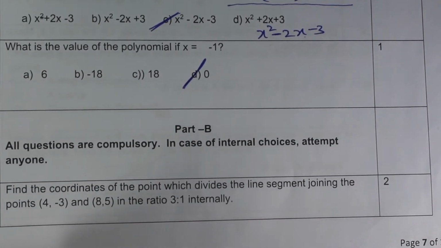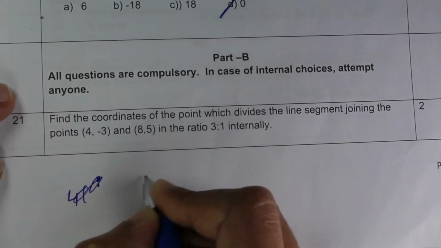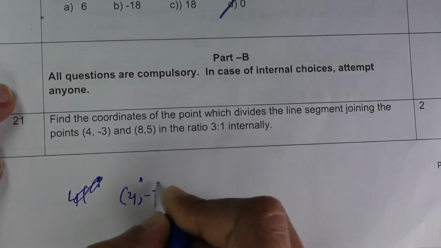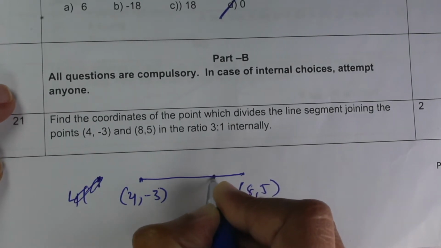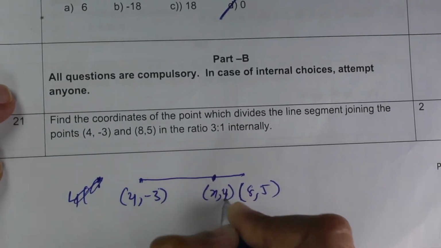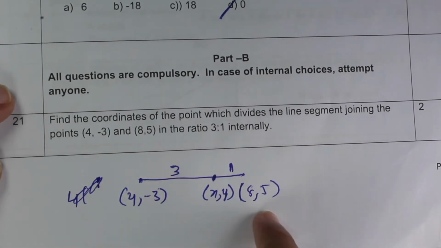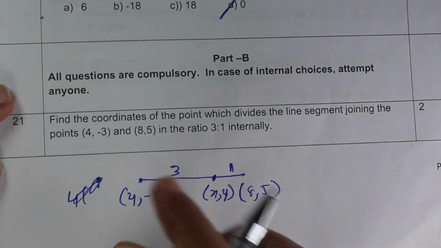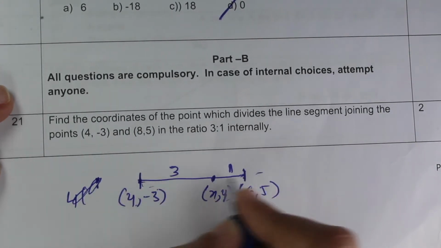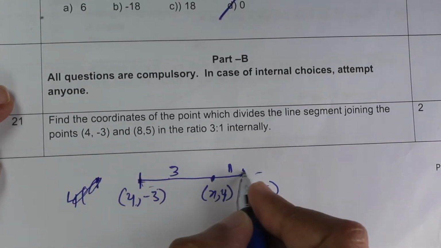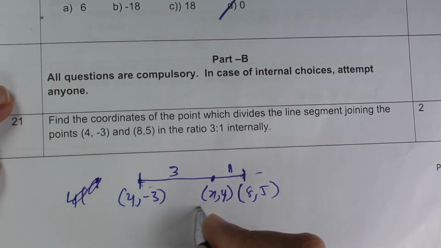So if this is a line 4, minus 3 and 8, 5, it should be divided internally in the ratio of 3:1. That is the problem. So we have to find out x, y. There is a point 4, minus 3 and 8, 5, and the line joining these 2 points is to be divided in the ratio of 3:1, and we have to find out the point that divides the line in the ratio of 3:1, that is x, y coordinates.